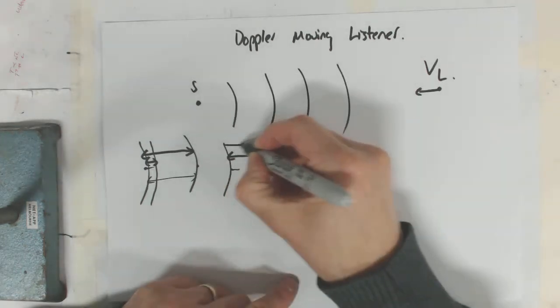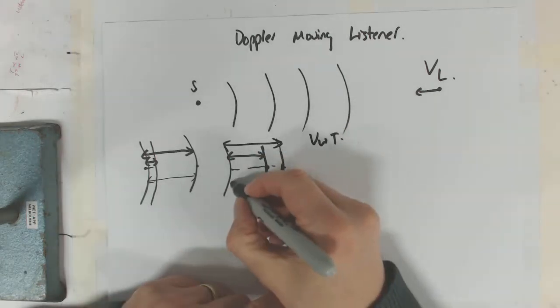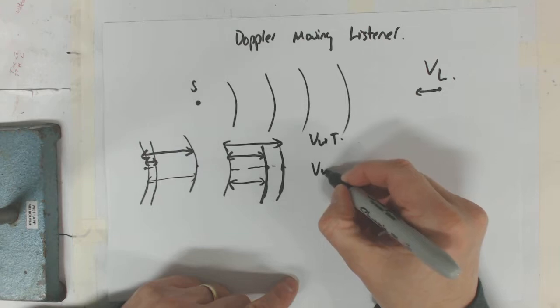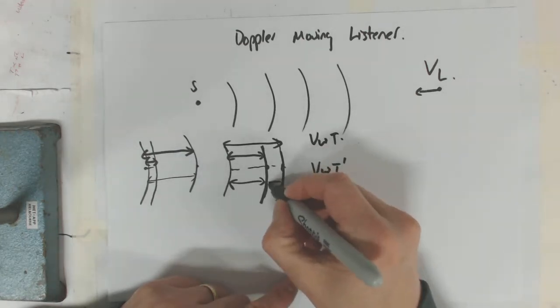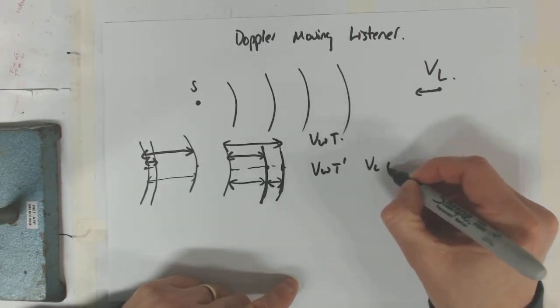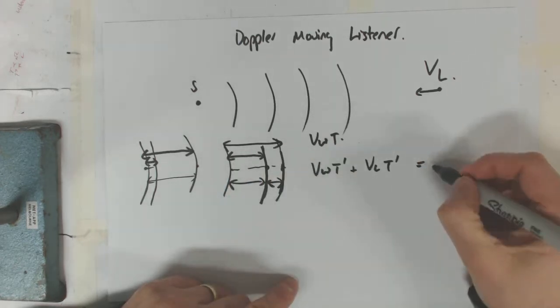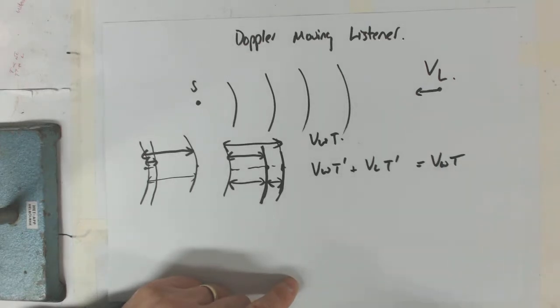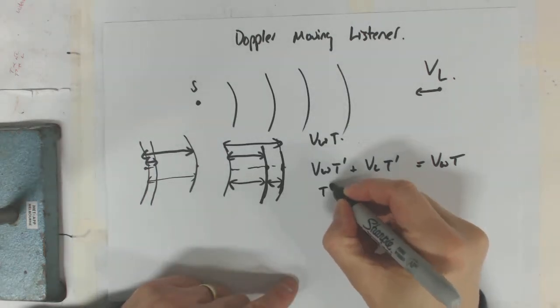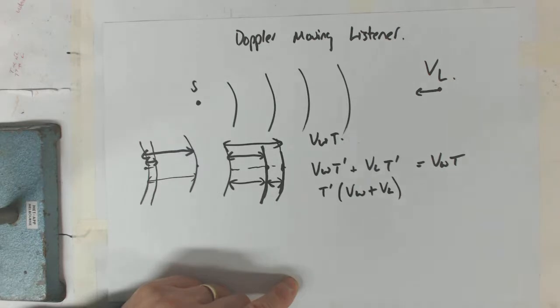So we know that this would be VWT, right? And we know that this here will be VWT dash, the new period. And we know that this will be V listener T dash, V listener T dash. And we know that those two added together will be equal to VWT, which is the wavelength. What are we actually looking for here though? We are looking for the new frequency, right? F dash. So let's just see if we can simplify this a little bit. We've got T dash times VW plus VL, right?